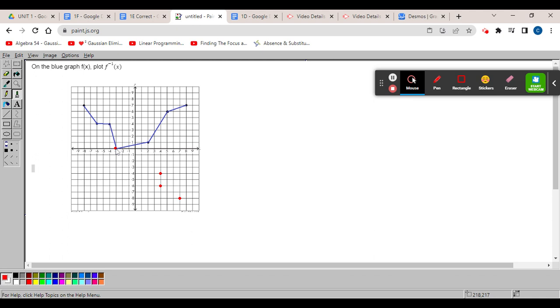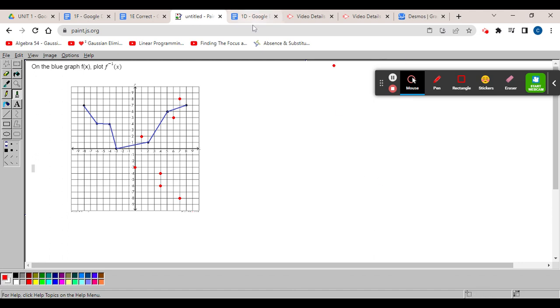Next point, negative 3, 0. Now we go to 0, negative 3. Our next point is 2, 1. Now we go to 1, 2. Our next point is 5, 6. Now we go to 6, 5. The last point is 8, 7. So then we go to 7, 8.